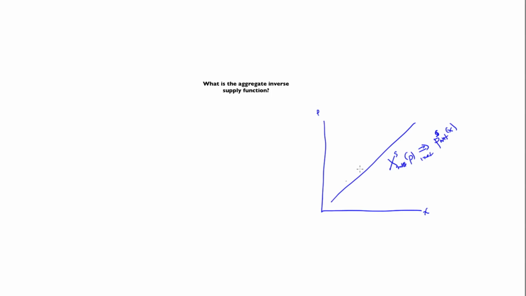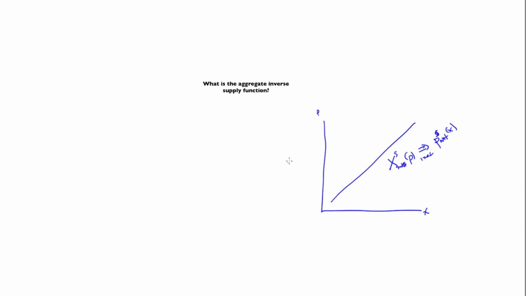Now let's ask, what is the meaning, the interpretation of the aggregate inverse supply function? So suppose that we look at a market, we observe, let's say, an aggregate supply function. So this is for the market that looks like this. From this we invert and we get the inverse supply function for the market. It's a function of X. The question that we want to ask is, what is the meaning of this value? What is it measuring?